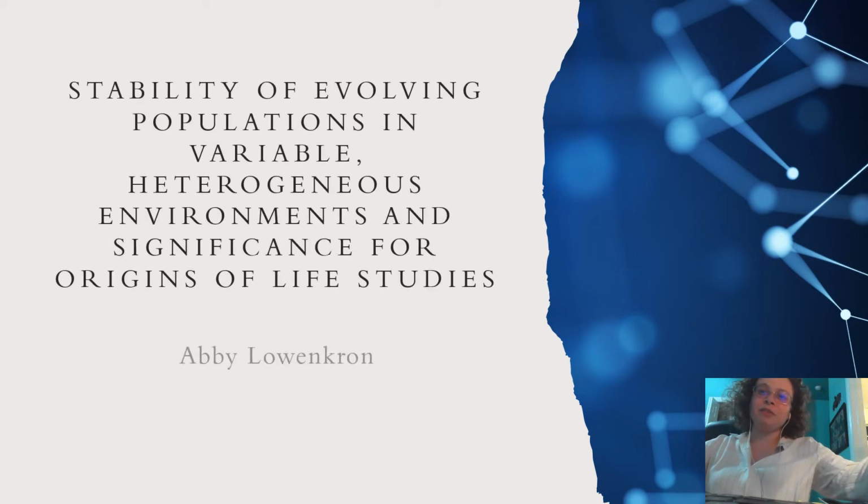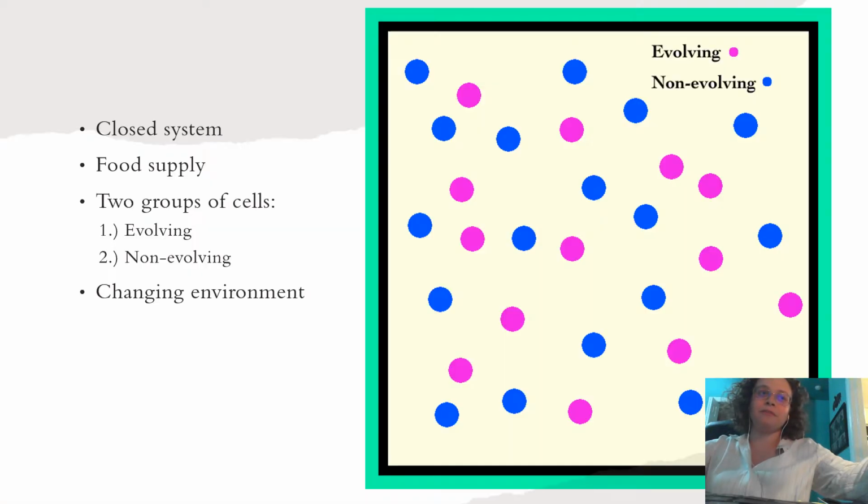Hi, my name is Abby Lowenkron, and the project I worked on is called Stability of Evolving Populations in Variable, Heterogeneous Environments and Significance for Origins of Life Studies. We used Python to create a model to better understand how ancient cells evolved into what we have today.